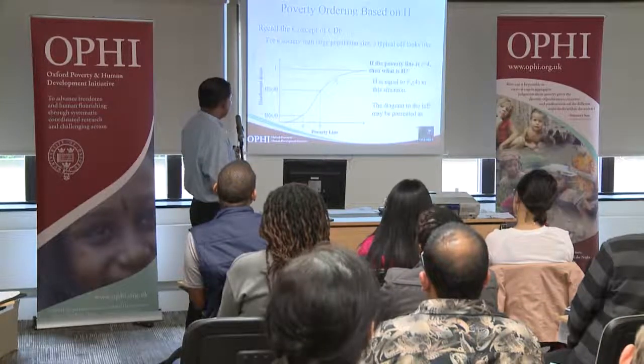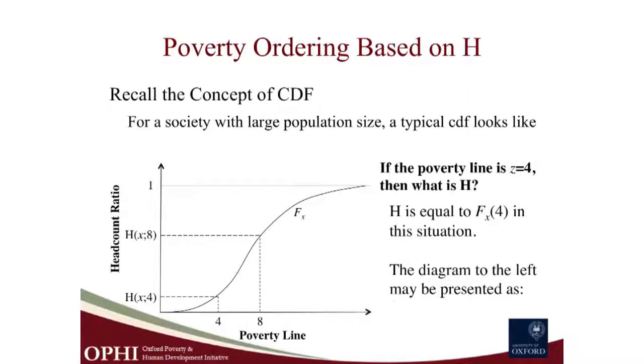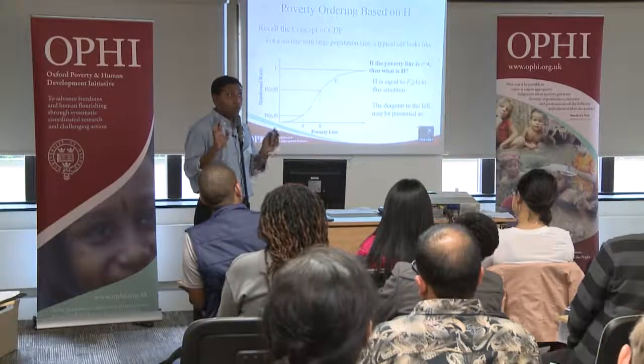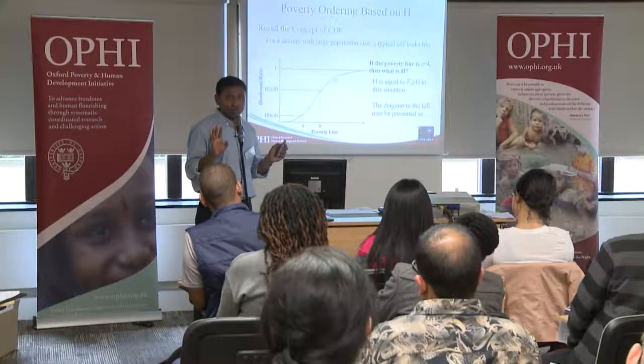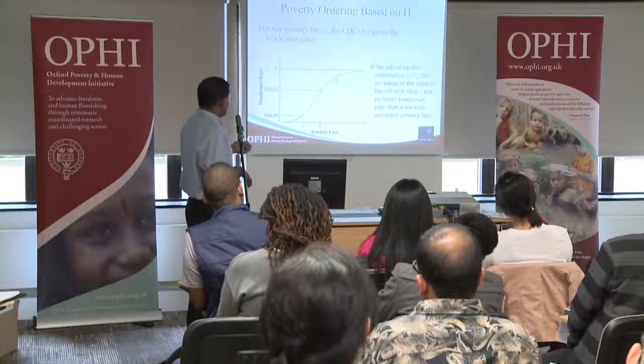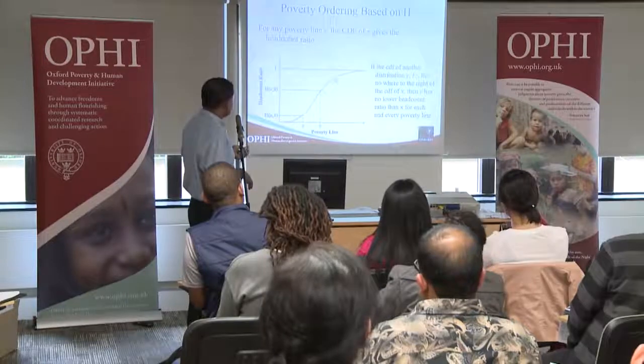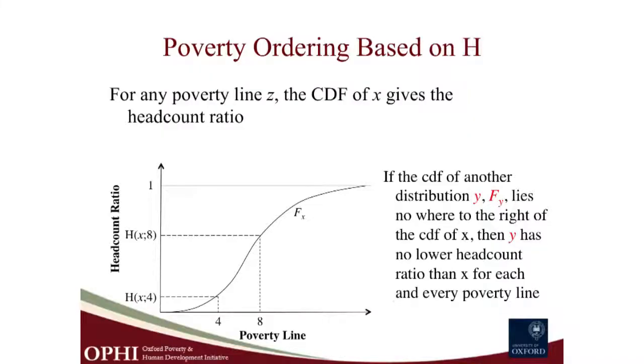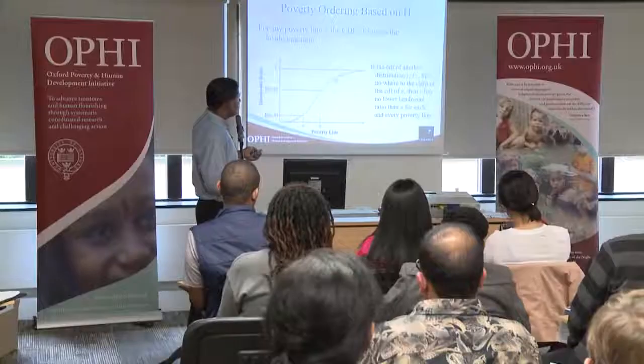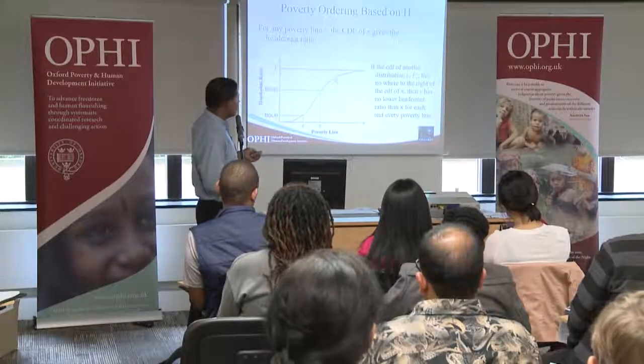So, we just write it like this. This is the head count ratio of the distribution for poverty line 8, and the head count ratio of the distribution for poverty line 4, right? So, we can use this concept to order head count ratios. It's actually even stronger, you will see. If the CDF of another distribution y lies nowhere to the right of the CDF of x, then y has no lower head count ratio than x for each and every poverty line.